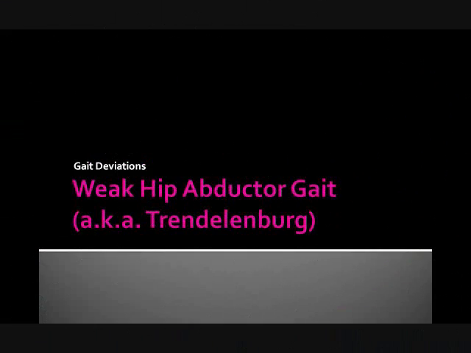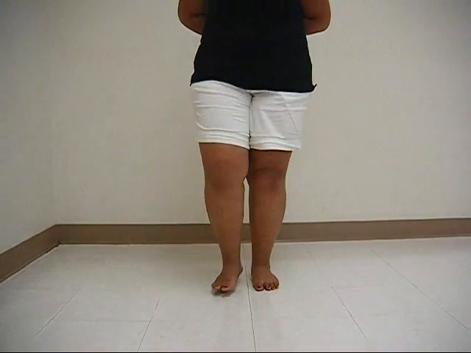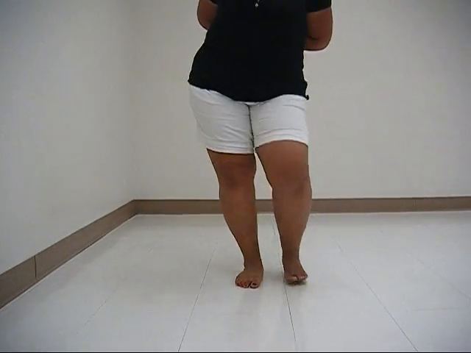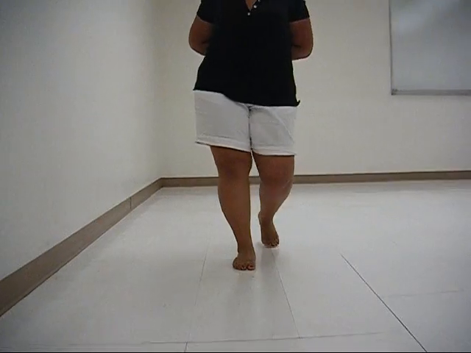Weak hip abductor gait, also known as Trendelenburg. This impairment is a weakness of the hip abductor muscles. There are two Trendelenburg deviations. The first scenario is the uncompensated response. During the single limb support, the pelvis leans to the side opposite of the weak hip abductor muscles.